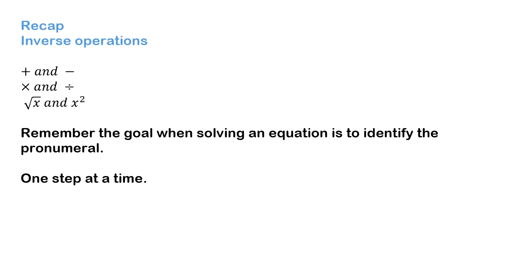Now to recap the video, remember your inverse operations: plus and minus are opposites, times or multiplying and dividing are opposites, square rooting and squaring are opposites, and your goal is to get a pronumeral equals a number, so x equals something, a equals something, so forth. And remember, one step at a time. Baby steps until you get to the answer. You don't have to do multiple steps if you don't want to. You can do one step until you get there.